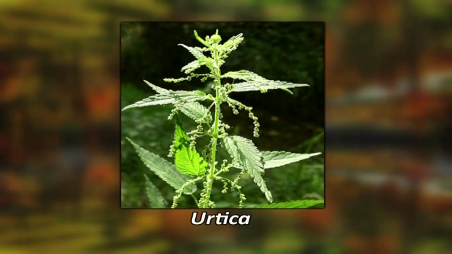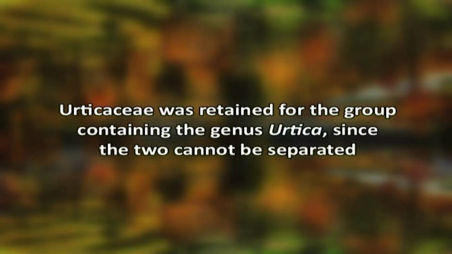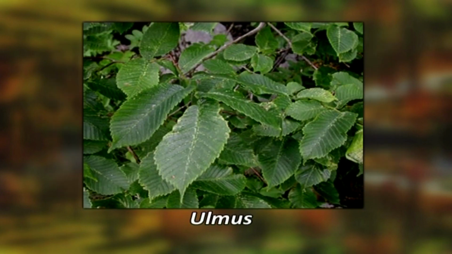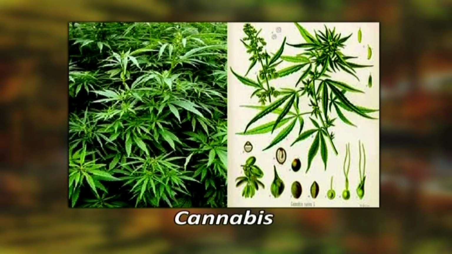The family name does not need to be changed in such a situation. For example, the family Urticaceae has Urtica as its type genus. When this original Urticaceae family was split into a number of smaller natural families, the name Urticaceae was retained for the group containing the genus Urtica, since the two cannot be separated. The other split groups with family rank got the names Moraceae, Ulmaceae and Cannabinaceae with the type genera Morus, Ulmus and Cannabis respectively.